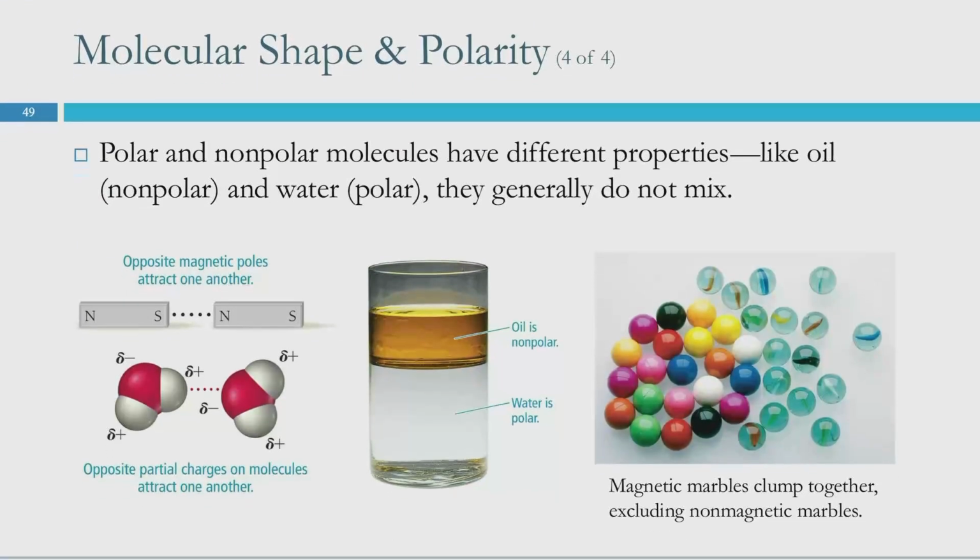What's the point of polarity? The point of polarity is that polar and nonpolar molecules have different properties, the way that they interact. Oil is nonpolar. Nonpolar molecules, especially things like oil, interact more like friction. They're long, sort of like noodly shapes, and so they get tangled up with each other.